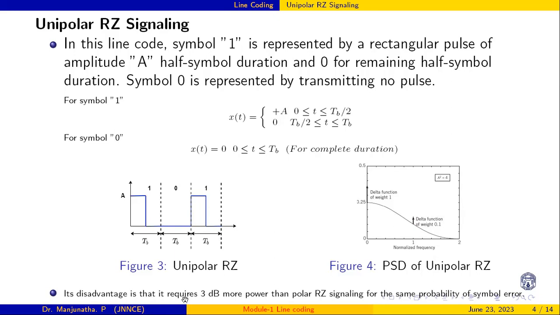Its disadvantage is that it requires 3 dB more power than polar return to zero signaling for the same probability of symbol error.